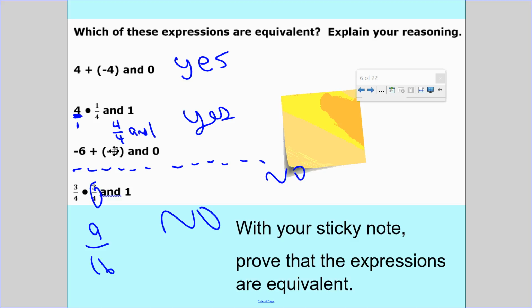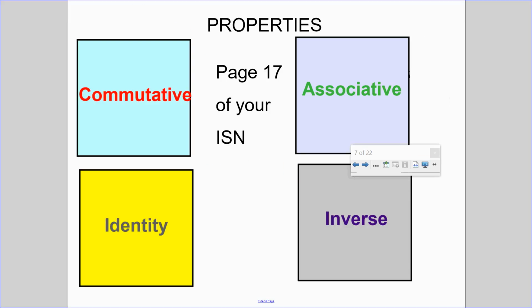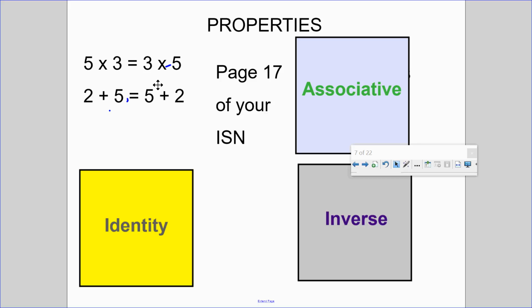So what we've been talking about now are called properties. The properties that we're going to really focus on are commutative, associative, and inverse. In commutative, we just saw it. It's 5 times 3 is equivalent to 3 times 5, and 2 plus 5 is equivalent to 5 plus 2. No matter where the terms are, when you multiply and add, they will be equivalent.